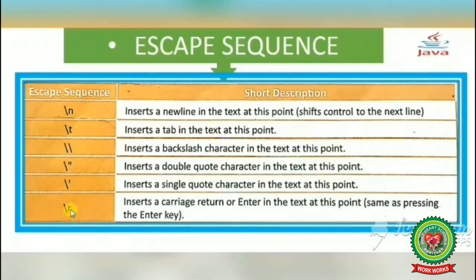Next is slash r. R means insert a carriage return or enter in the text at this point, same as pressing the enter key. So carriage return or slash r is the same as slash n. When you want to move to the next line in your text, you can put slash r also.